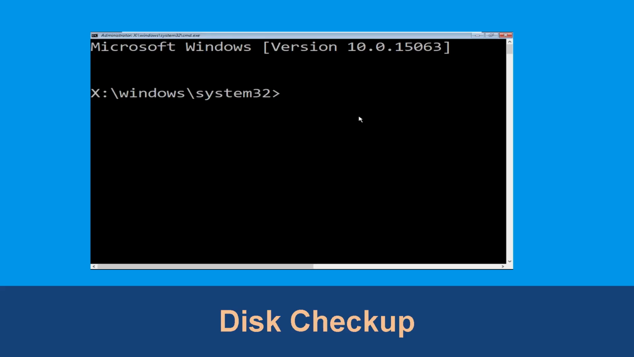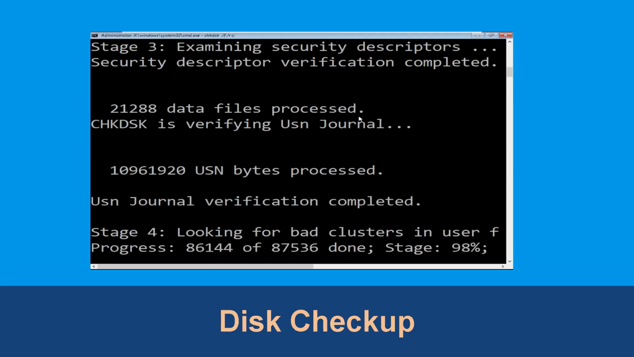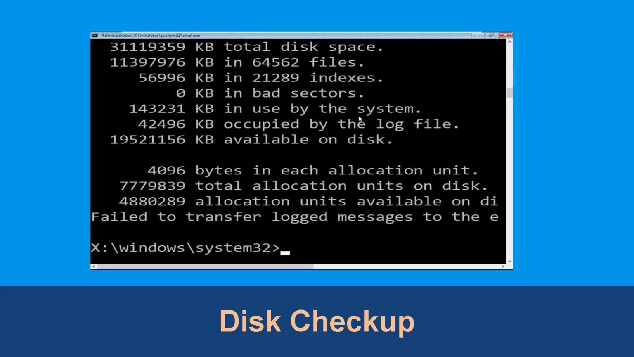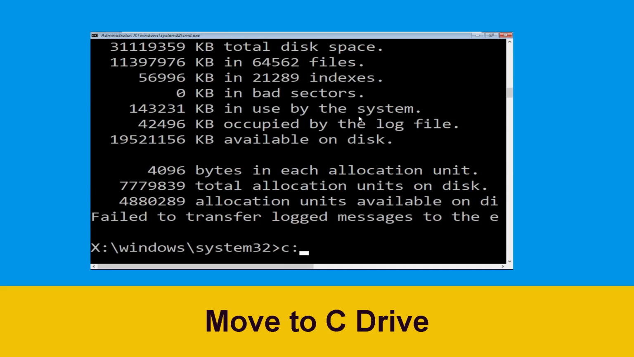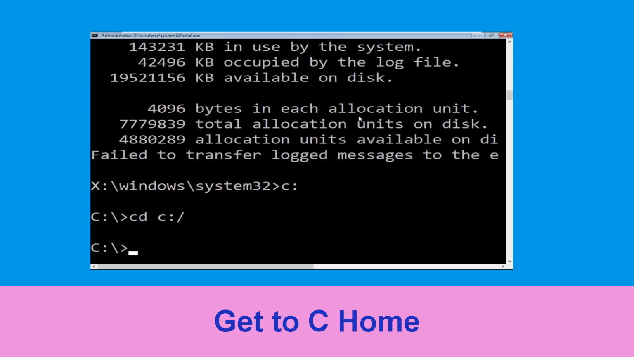Now type chkdsk space /f space /r space c colon and hit enter. Then we need to wait for some time to complete the process. Once done, move to the next step. Now type c colon and hit enter. Then type cd space c colon / and hit enter.